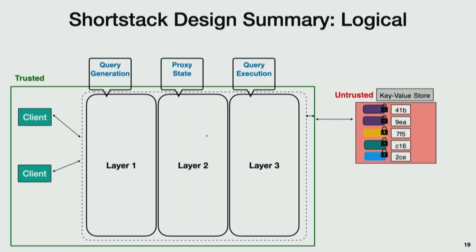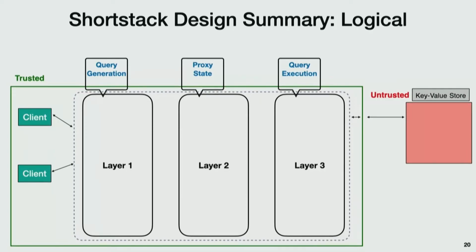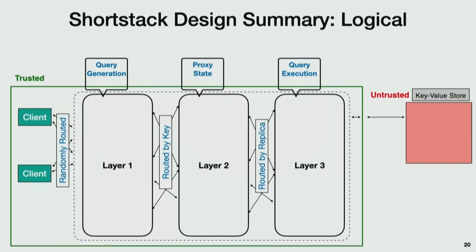Now, how do these proxy layers communicate between each other, or how are the requests routed between each other? So the clients randomly route requests to the first layer proxy servers because these proxy servers independently do query generation over all the keys. From the first to the second layer, queries are routed by keys because that's how layer 2 is partitioned. And from layer 2 to layer 3, queries are routed by replicas because layer 3 is partitioned according to replicas.